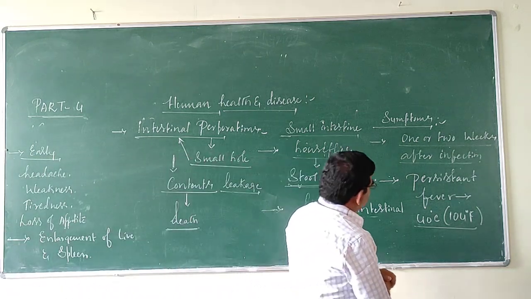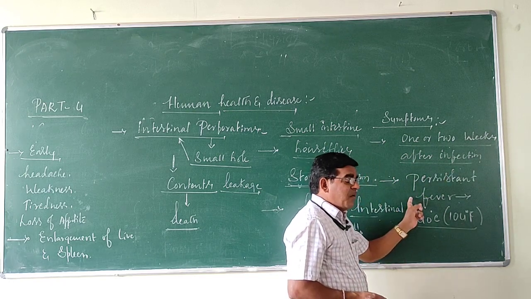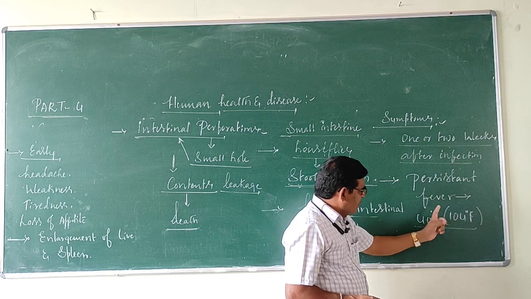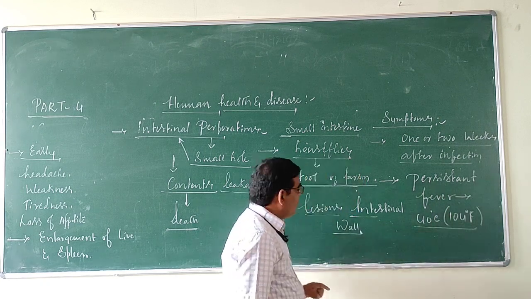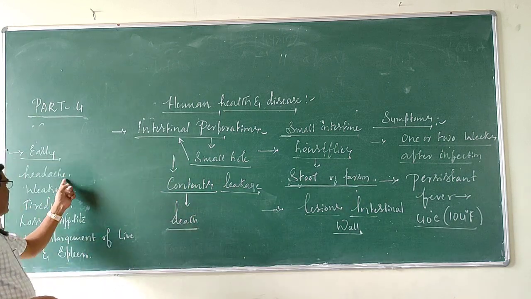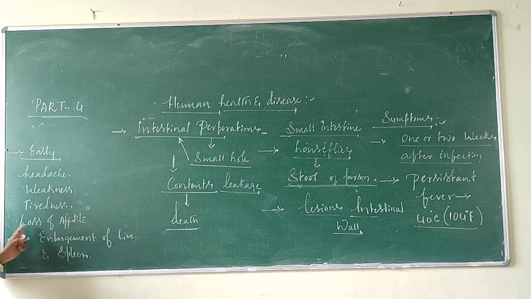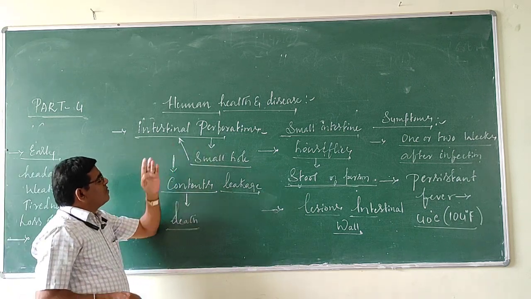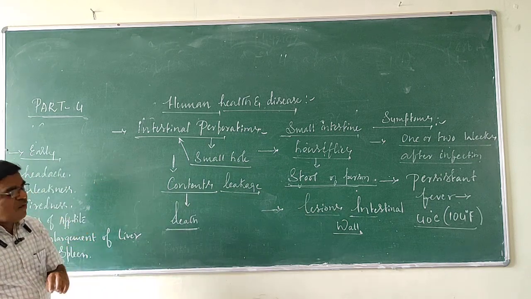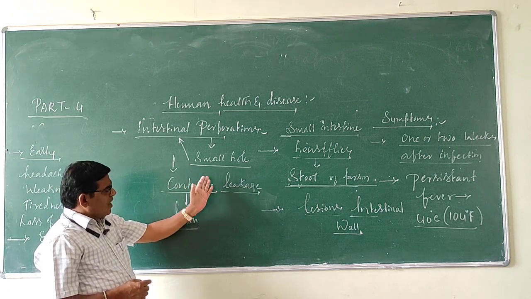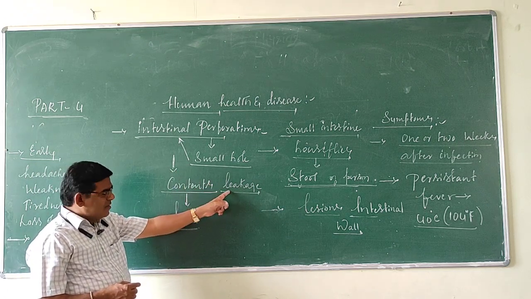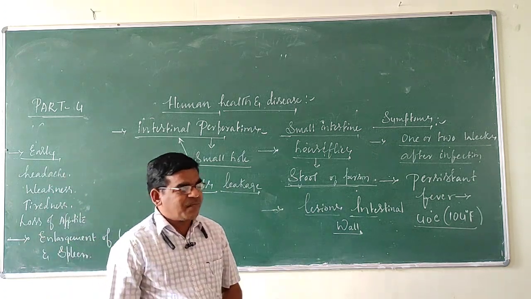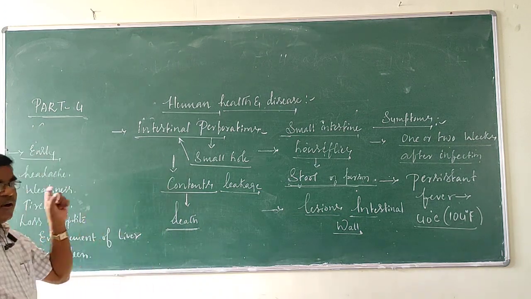So, the symptoms occur 1 or 2 weeks after infection. The important symptom is persistent fever of about 40 degrees centigrade or 104 degrees Fahrenheit. Then early symptoms like headache, weakness, tiredness, and loss of appetite. In severe cases, it leads to enlargement of important organs like the liver and spleen. And lastly, in severe cases, formation of intestinal perforations, so the intestinal contents leak, and finally the individual dies. So, this is about typhoid, also called enteric fever.